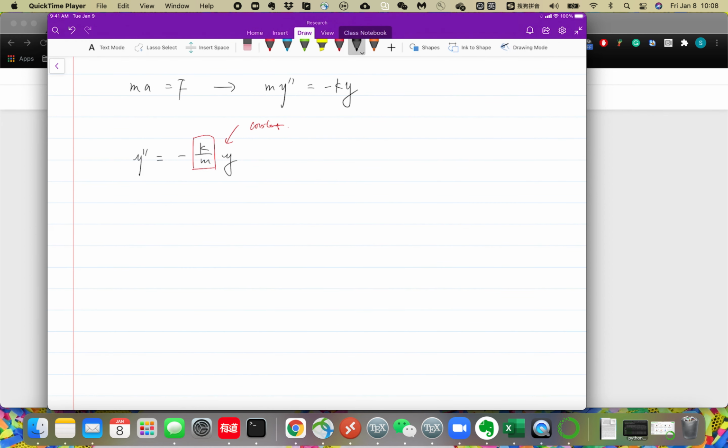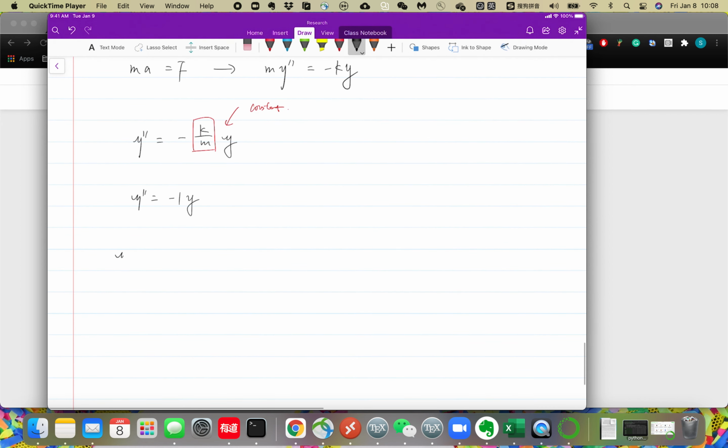Well, the constant is disturbing. Let's set it to be 1 and see what's going on. Do you know a function that if you take the derivative twice, it becomes itself with a negative sign? That is going to be sine t. If you take the derivative, it's cosine t. If you take the derivative again, it's going to be negative sine t. Okay, from here you can see sine t satisfies that.